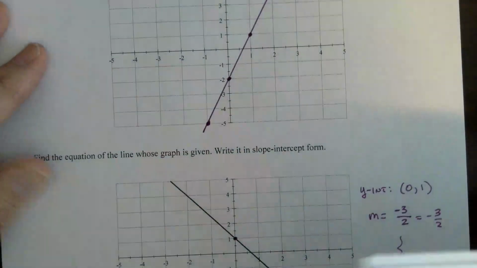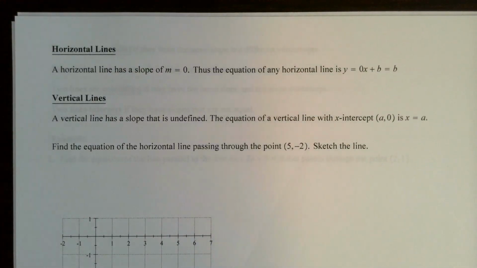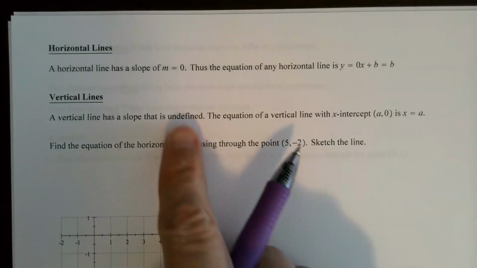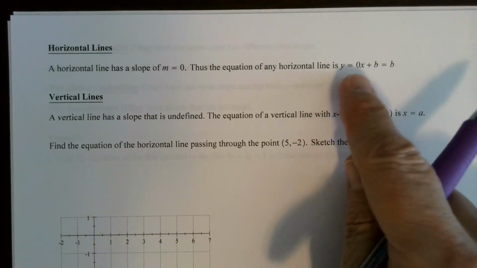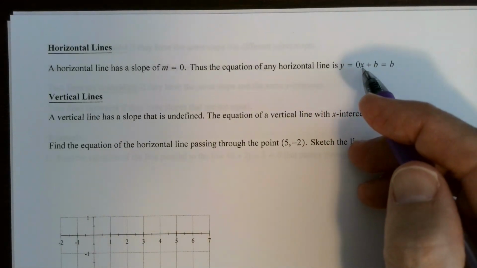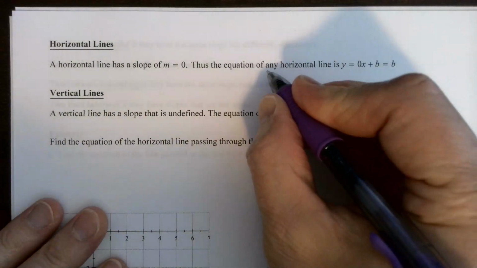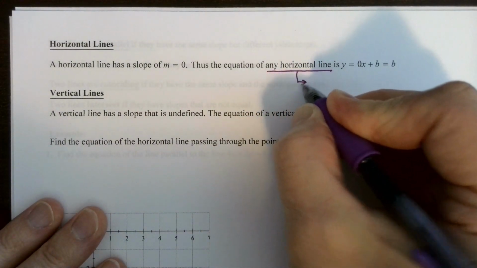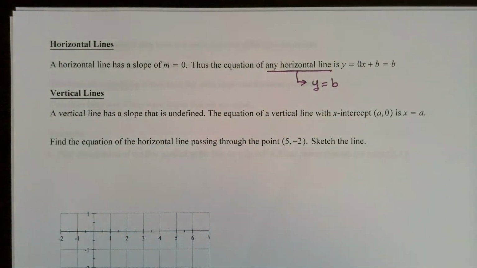A couple other things to remind us about lines. Horizontal lines, we talked about those being lines that have a slope of m equals 0. So what is the equation of any horizontal line? Well, if I plug it into slope-intercept form, y equals mx plus b, m is 0, 0 times x is 0, I just get y equals b. So horizontal lines are y equals a constant. And of course that constant is indeed the y-intercept.